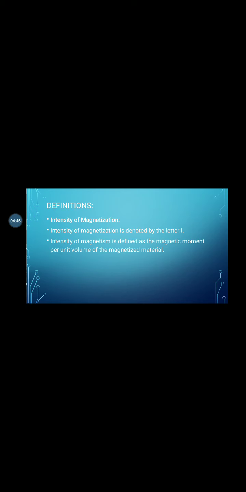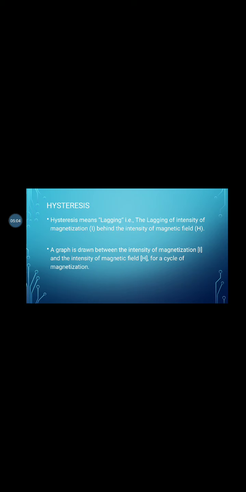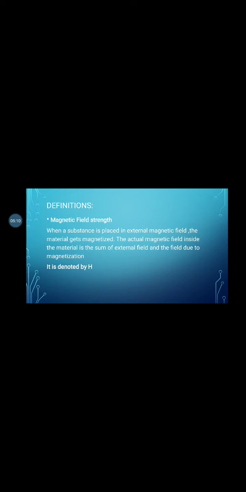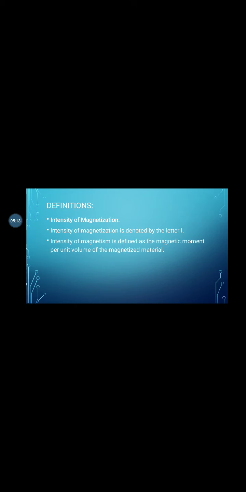Intensity of magnetization is denoted by letter I, and it is defined as the magnetic moment per unit volume of the magnetized material. So we have seen two different definitions required: magnetic field strength as well as intensity of magnetization. The hysteresis loop is basically a 4-quadrant graph that is also called the BH curve.